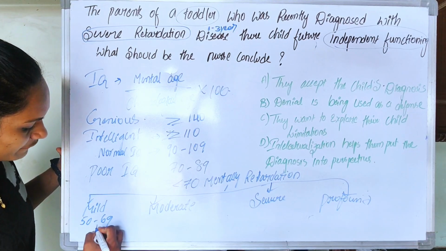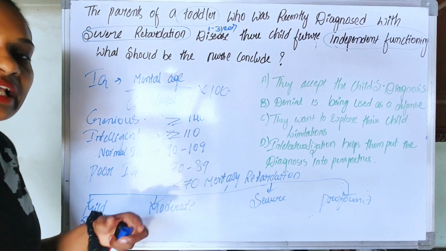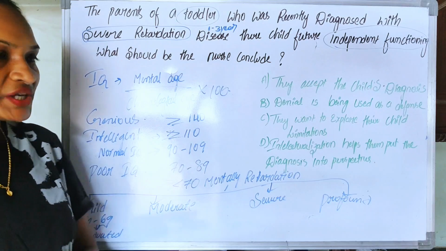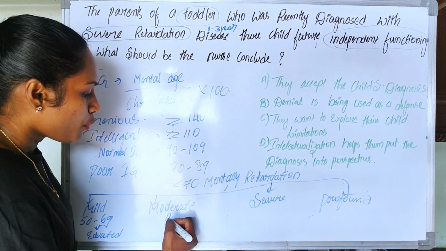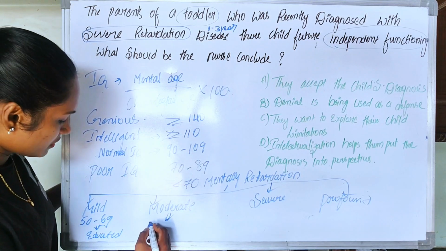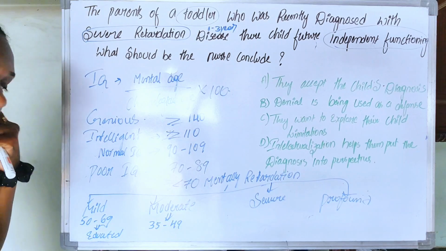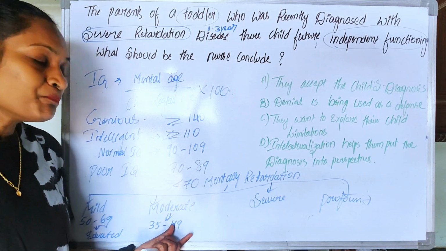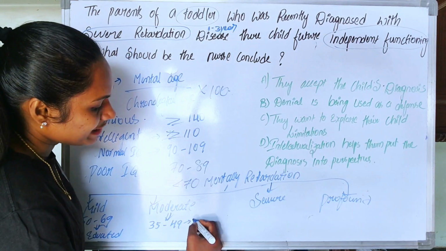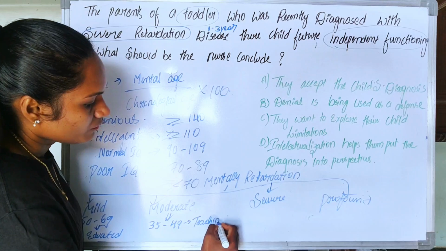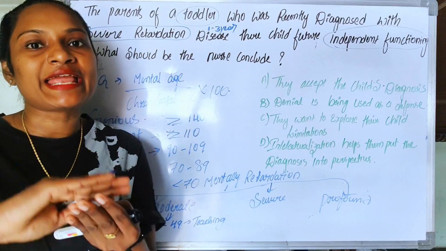For this kind of people, we need to educate. If we give education, then they can gain the information. Next, moderate. Moderate is considered 35 to 49. If in between 35 to 49, then we will consider it moderate. For this kind of people, we need to give teaching. For every work, whatever daily routines or anything, we need to teach every time.